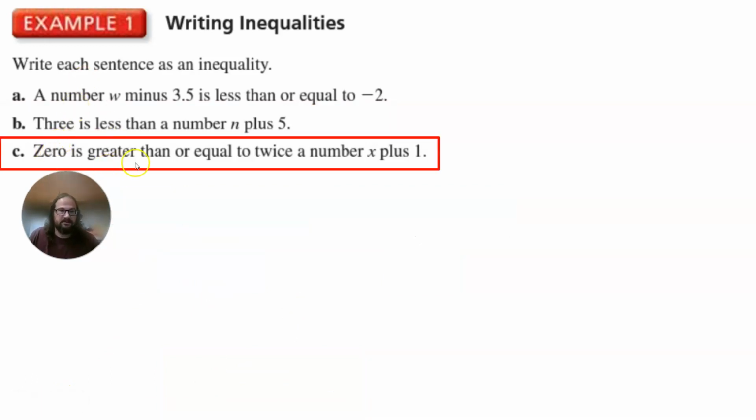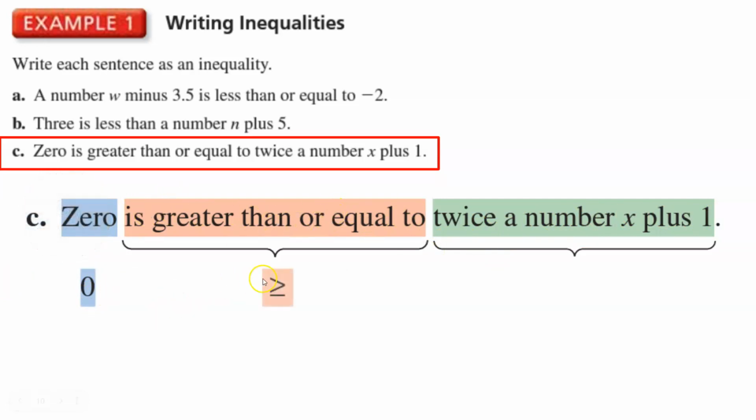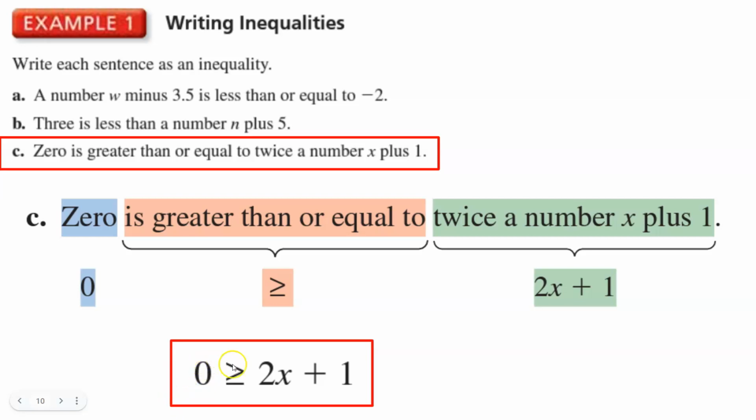Part C: 0 is greater than or equal to twice a number x plus 1. So 0 is greater than or equal to twice the number x plus 1. The 0 part's easy, we just write a 0. Is greater than or equal to, that's our greater than or equal to symbol. Twice a number x plus 1, that would be 2 times x plus 1, and we write that as 2x plus 1. Put it all together, and what does that spell? 0 is greater than or equal to 2x plus 1.